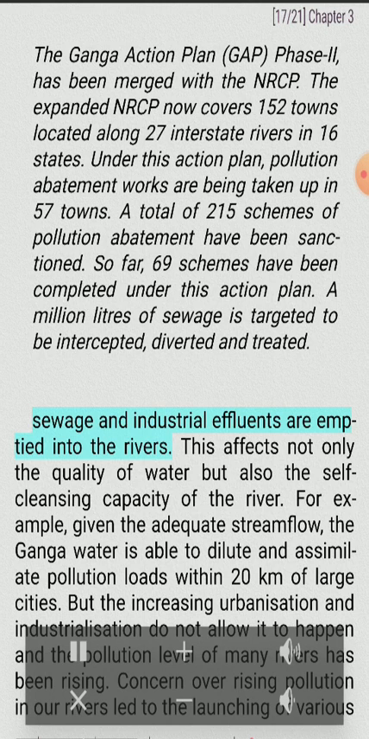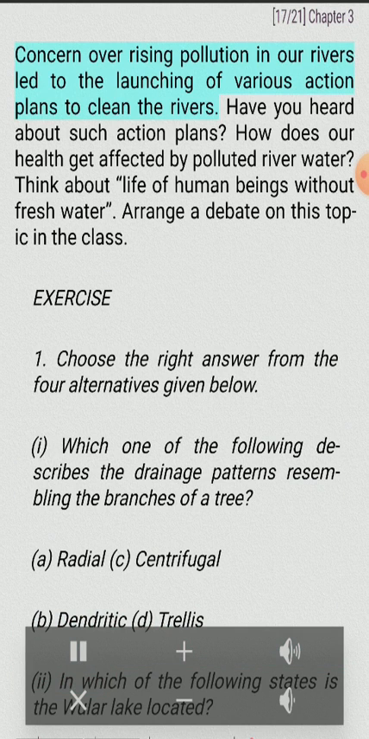Sewage and industrial effluents are emptied into the rivers. This affects not only the quality of water but also the self-cleansing capacity of the river. For example, given the adequate stream flow, the Ganga water is able to dilute and assimilate pollution loads within 20 kilometers of large cities. But the increasing urbanization and industrialization do not allow it to happen, and the pollution level of many rivers has been rising.